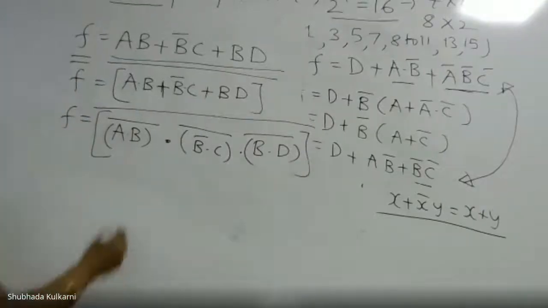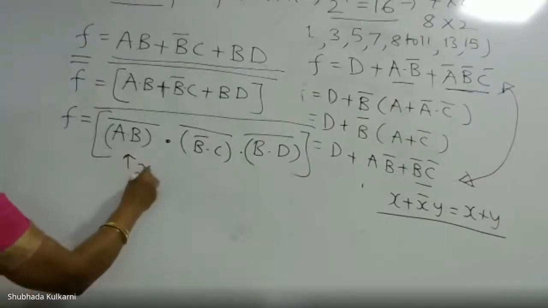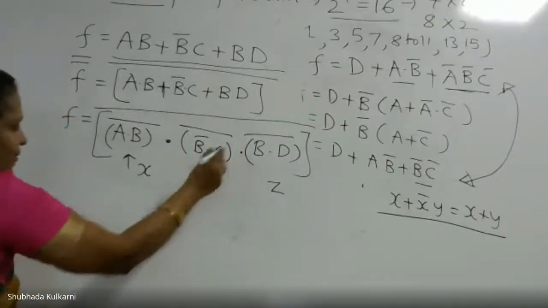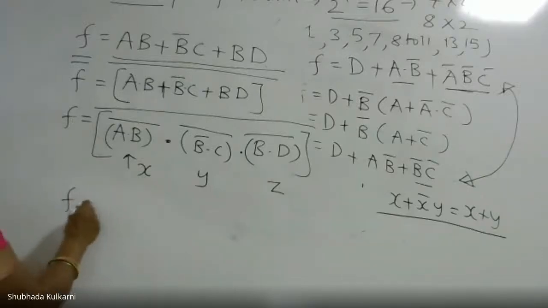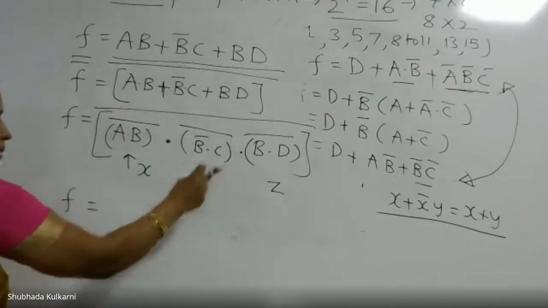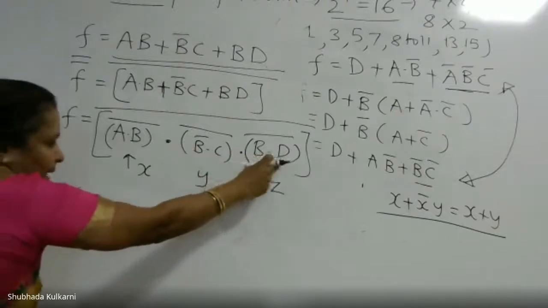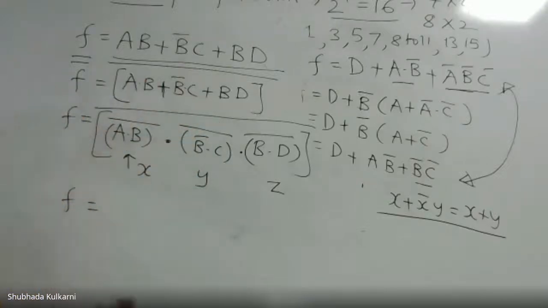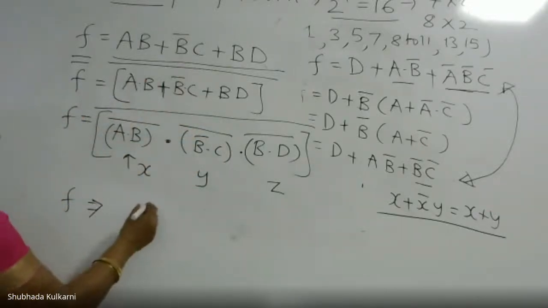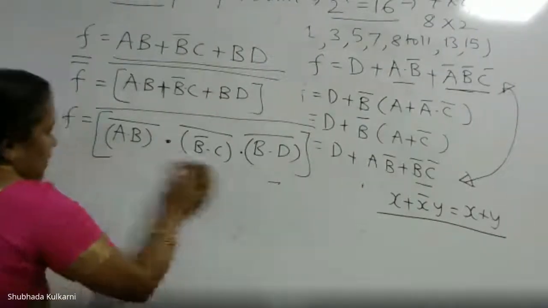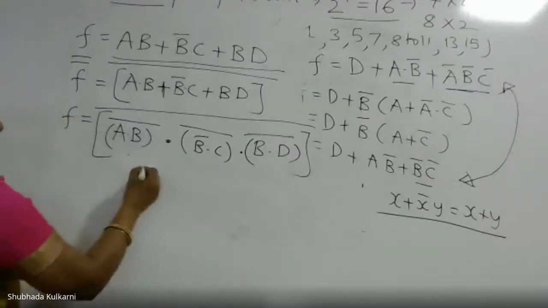Now look at this expression. If I call this bracket X, this Y, and this Z, then X dot Y dot Z, and therefore F will be in the form of NAND. (A dot B) complement is NAND. (B bar dot C bar) complement is one more NAND expression. (B dot D) complement is NAND, and overall X dot Y dot Z is one more NAND. So when it comes to NAND realization, to draw the circuit, I think whether it is visible in the lower portion, I don't know. So what can we do?